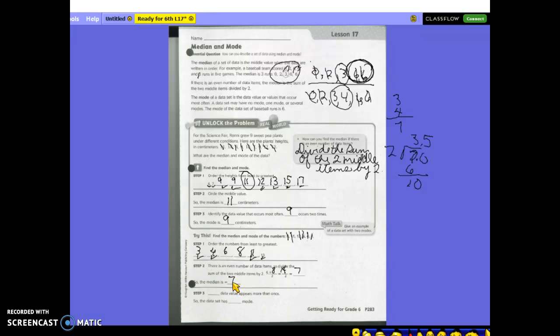Blank data value appears more than once. Which one appeared more than once? None. None of them did. So there is no mode.